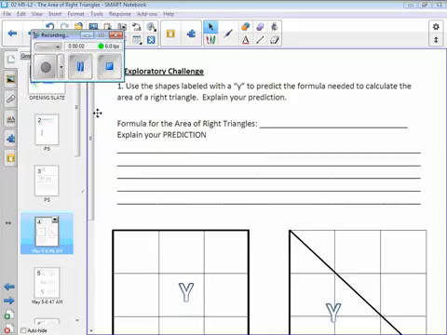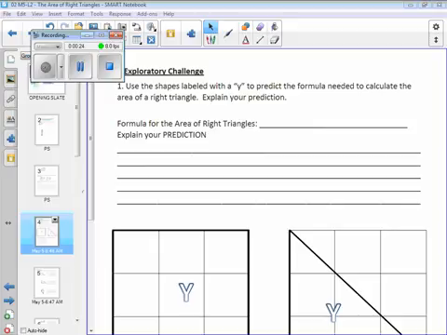Lesson 1 was about finding the area of parallelograms, and so now lesson 2, we're going to focus in on triangles. Okay? Some of this you probably already know. I would like you guys to do the exploratory challenge on your own right now. Read the directions, make your predictions, and we'll talk about it in a minute or two.